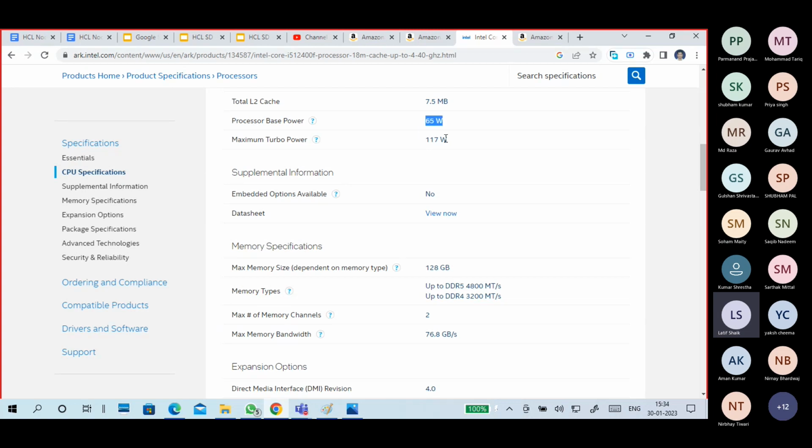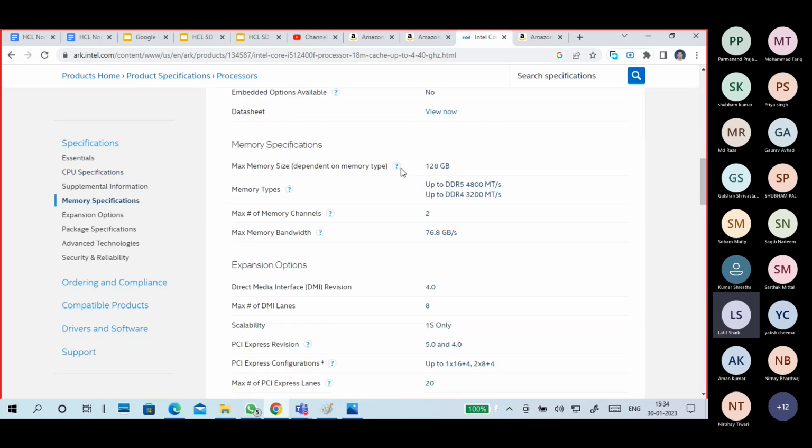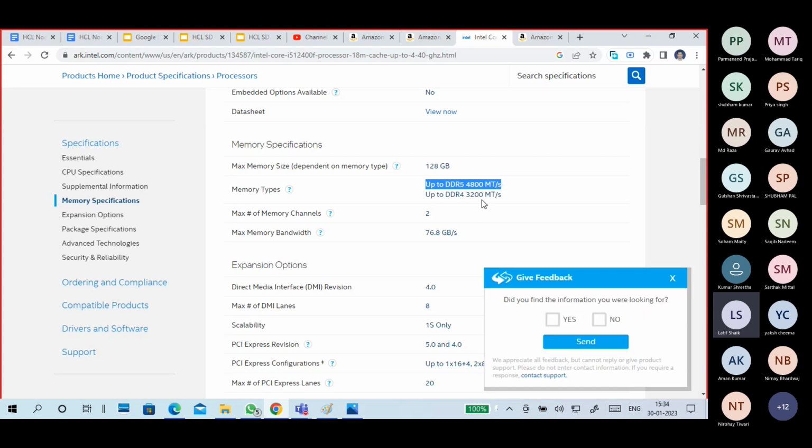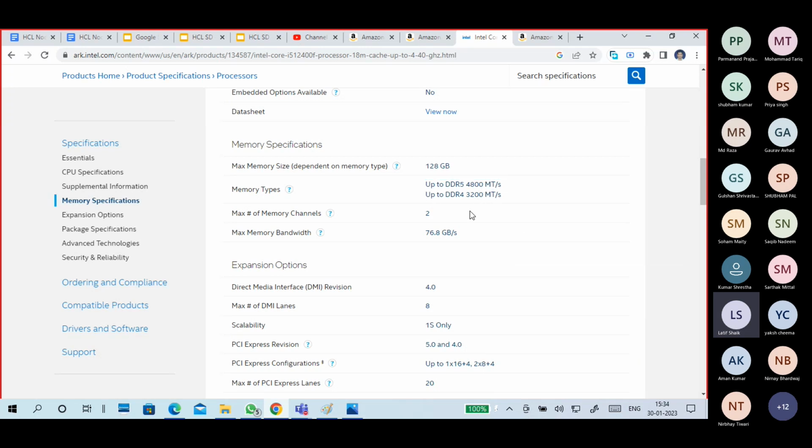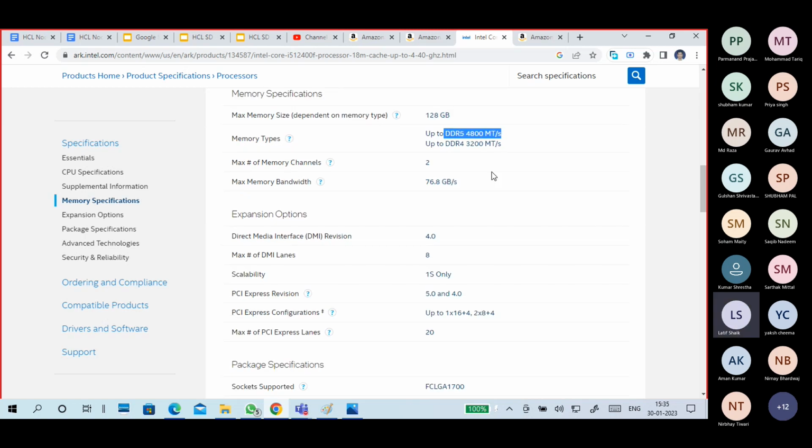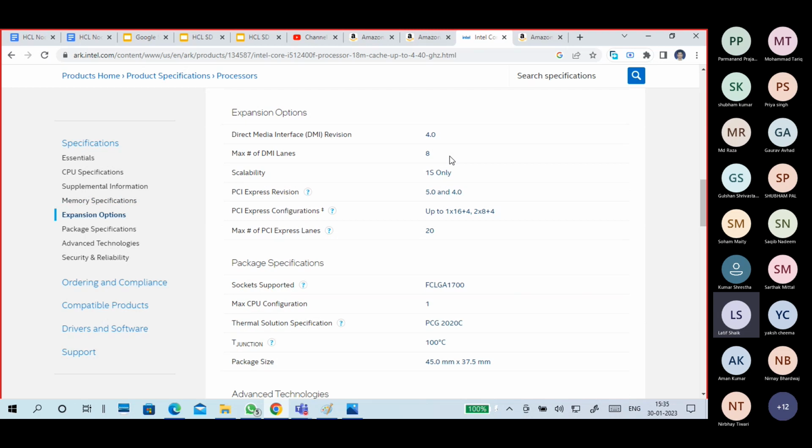This is the power requirement. Turbo power is this requirement. It supports up to 128 GB RAM. And what type of RAM do you have to take? Either this type or this type, depending upon your motherboard. You take DDR4 3200 or DDR5 4800 megahertz. It supports dual channel.